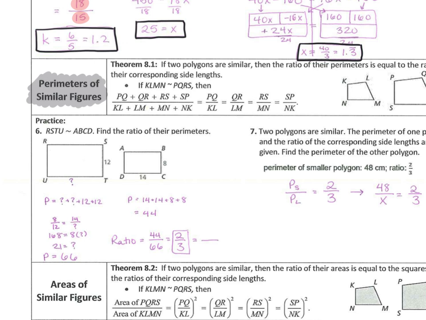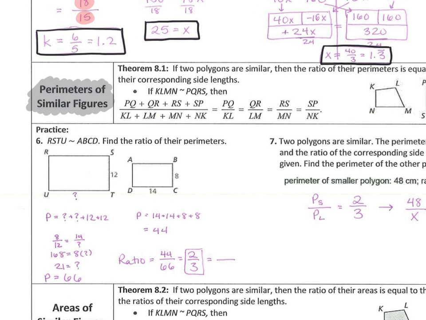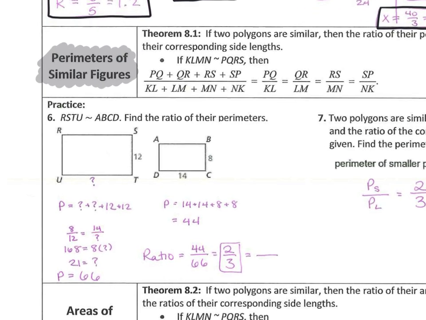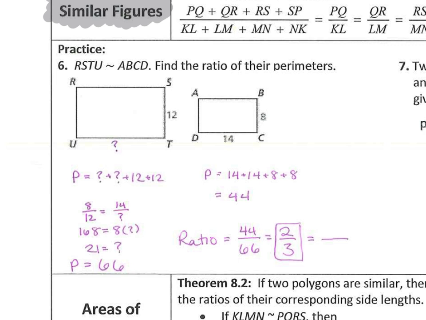So what that means for us is we can take the perimeter, which is adding up all of the sides, and set it equal to one of my ratios for each side. We're not going to highlight this one because it's way too complicated to highlight, but we will highlight question number 6. This is an example of using this theorem. It says that RSTU is similar to ABCD. It wants me to find the ratio of their perimeters.